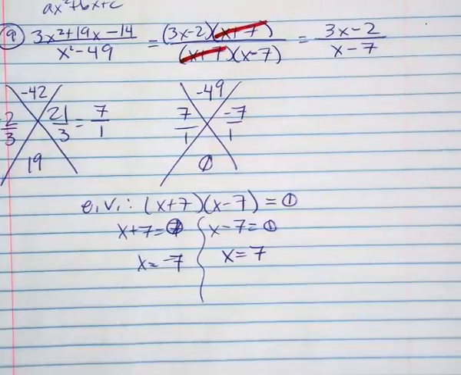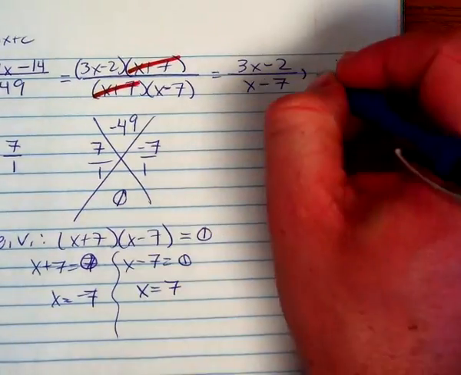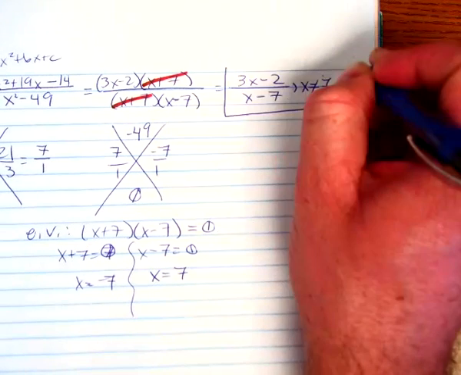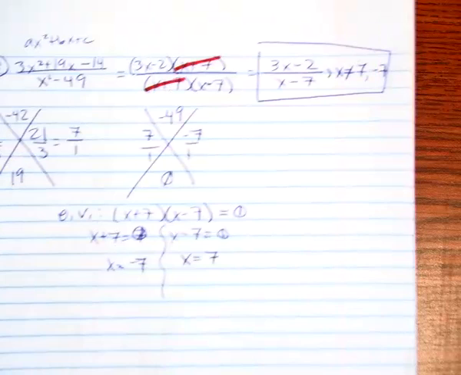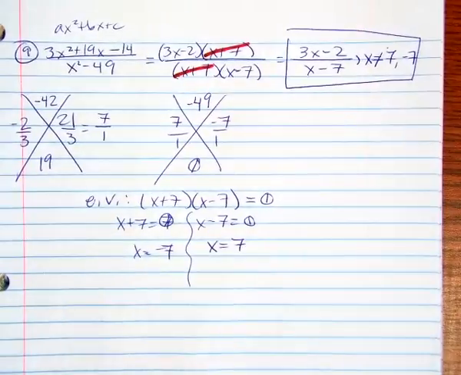So for my excluded values, I go up to the end of my problem, and I say that's what it reduced to, that's how it's simplified, but x cannot equal 7 or negative 7. Those answers are not acceptable. They make the denominator 0, which makes the whole thing impossible to calculate. Nikki, did that help?